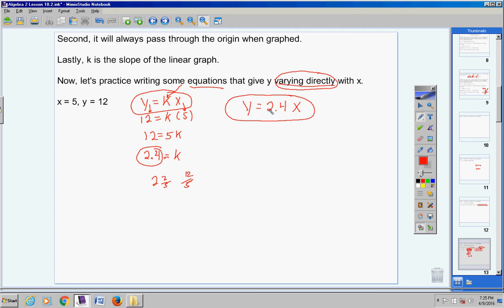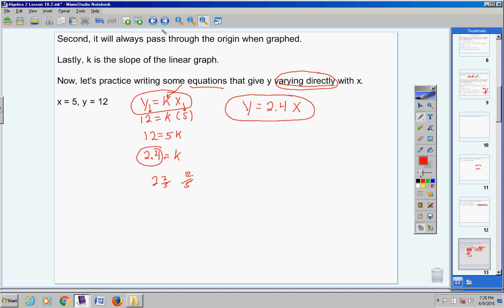And there's your equation. Y equals 2.4x. So y equals 2.4x shows direct variation between what two numbers? 12 and 5. Y equals 2.4x shows direct variation between 12 and 5.